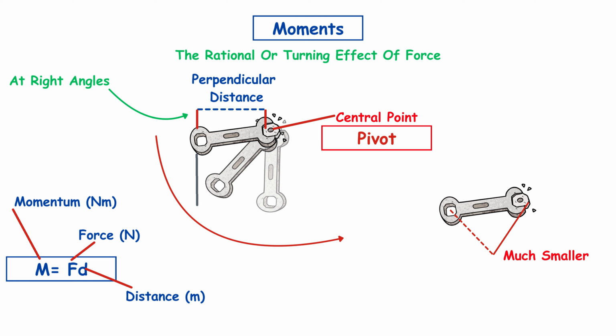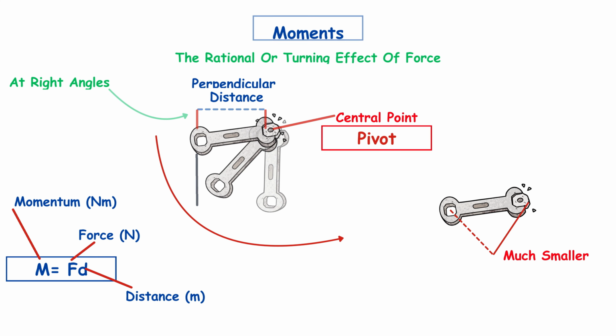Perpendicular in this context means at a right angle to the direction of the applied force. In our spanner example, if you apply the force directly down at the end of the spanner, the whole length of the spanner becomes the perpendicular distance. However, if you apply the force at an odd or slanted angle instead, then the effective perpendicular distance is much shorter, and this means the moment generated would be smaller as well.